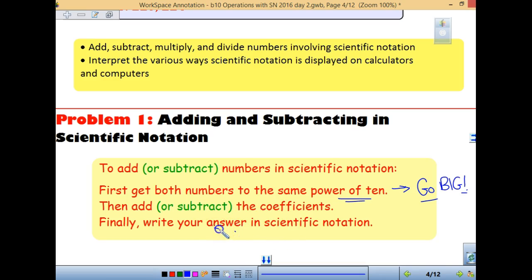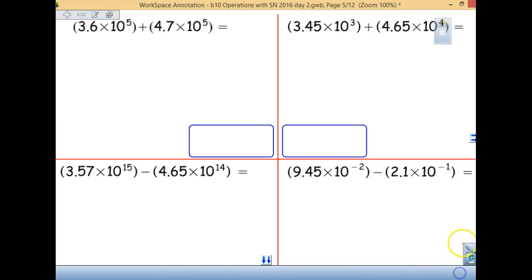And then it says, finally, write your answer in scientific notation. So we're going to add or subtract those coefficients. So what does that look like? We now want to do these 2 questions. And you're going to notice that in the first 2, the powers of 10 are exactly the same. So please just line it up and go 3.6, and back here we're going to put times 10 to the 5th.